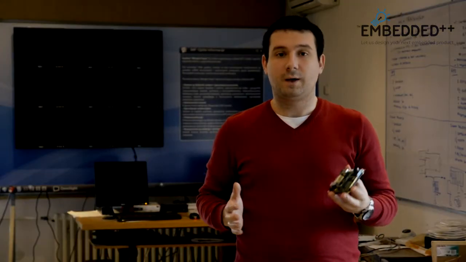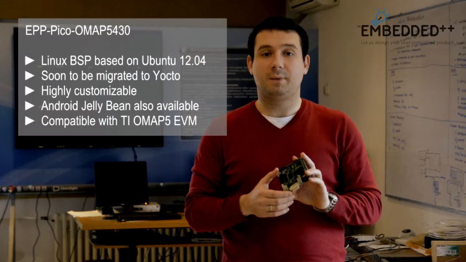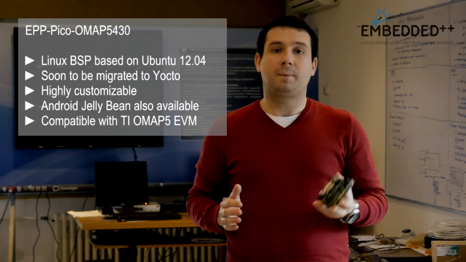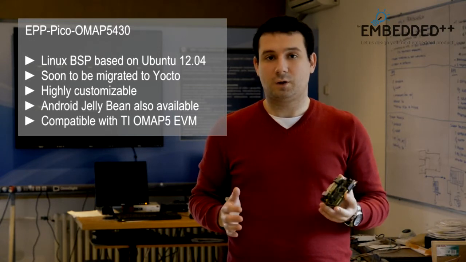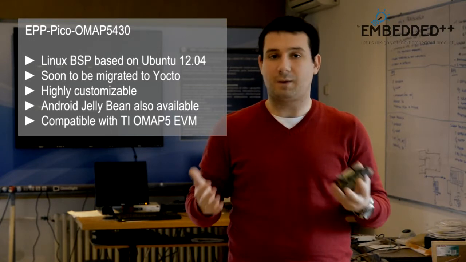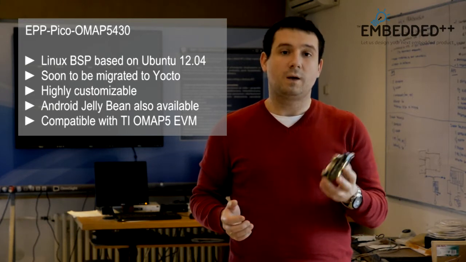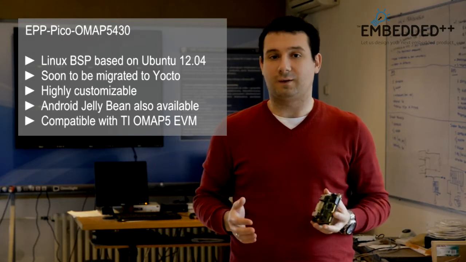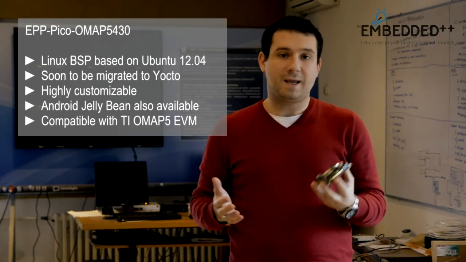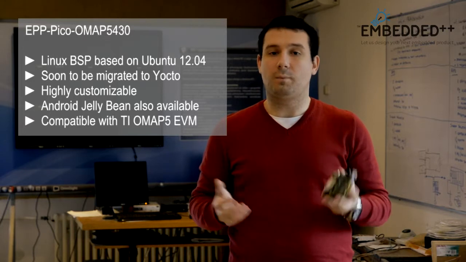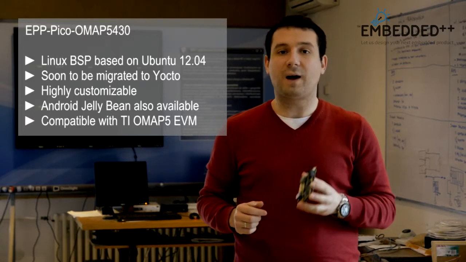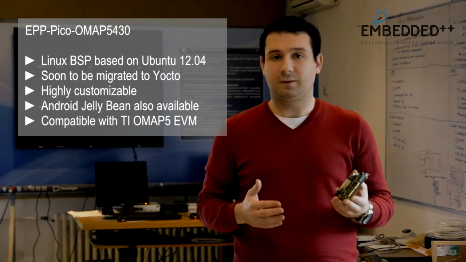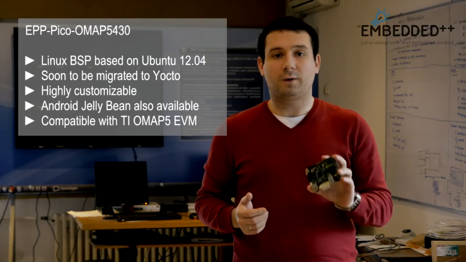When it comes to software, currently we are providing BSP support for Ubuntu 12.04. In future, you could expect BSP integrated in the Yocto project, so you can create your own custom Linux distribution. Also, we will provide BSP support for Android Jelly Bean and future Android releases. This board is fully compatible with the Texas Instruments OMAP5 EVM development platform, and any application developed on that EVM platform could easily be ported to our board.